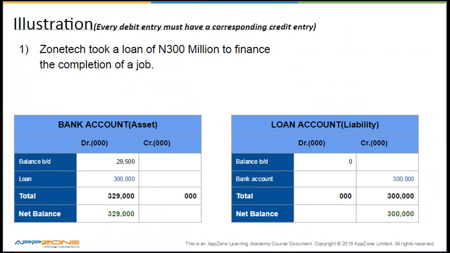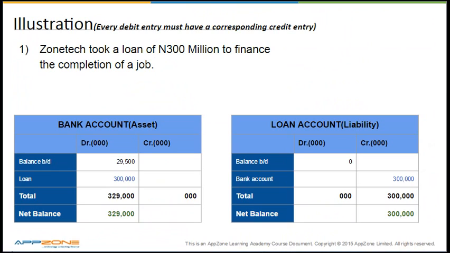In applying this rule, we'll be breaking it down step by step, one after the other. The first set of transactions that took place: ZoneTech took a loan of 300 million to finance the completion of a job. This is a transaction. What are the entries that will play out in this transaction? Now, in applying this particular law, rather than what we had in our previous law where we just have all transactions on one sheet, we will be creating individual accounts for every part of this transaction.